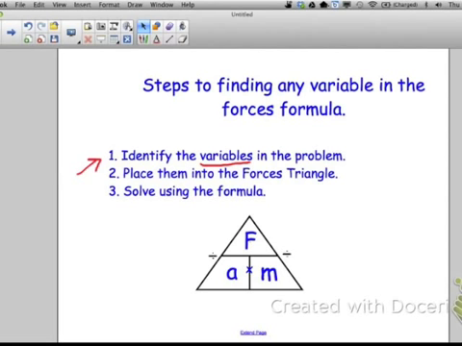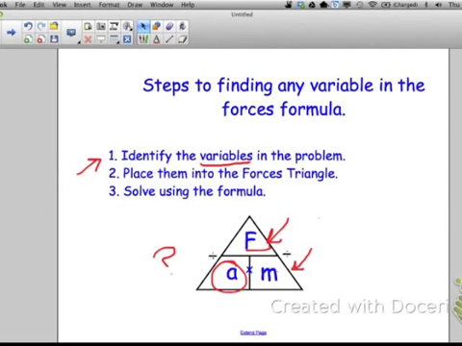It'll have that stuff in there, and so you need to identify each one and label them. Step 2, place them into the forces triangle. So if I put them in here, I can put my force and my mass together, and I know I need to find this. I don't know what the A is, and so I do force divided by mass. And then our third step, solve using the formula.